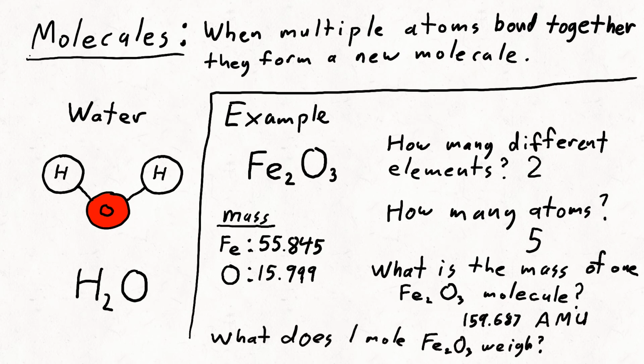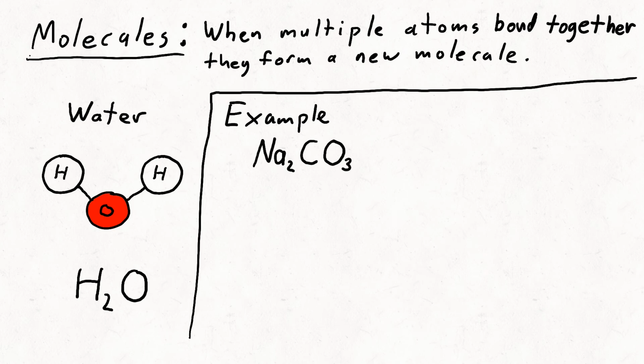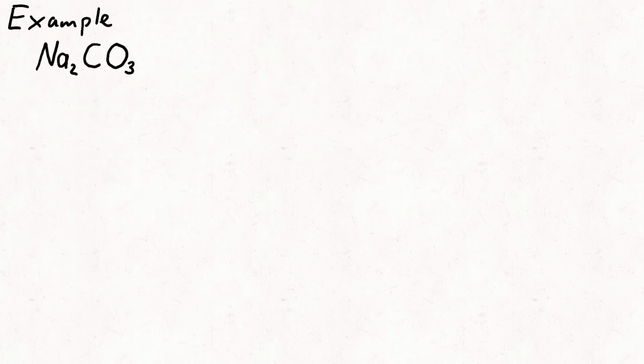What does 1 mole of Fe2O3 weigh? Just copy the mass of one molecule and replace the unit with grams. Let's look at another example. Na2CO3. We need a little more space. To find the mass, first list the atoms. Remember, look for capital letters at the start of each atomic symbol. Thus the atoms are Na, C, and O.